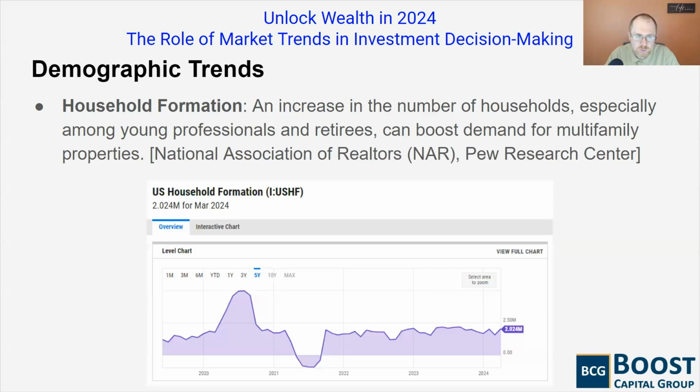Demographic trends, we spoke about household formation with the constructions. So you want to make sure that the household formation in the particular market is in line with the construction. So it goes with the new constructions. Here for data, there's the NAR, the National Association of Realtors, as well as the Pew Research Center. I would say CoStar is also a very good source.